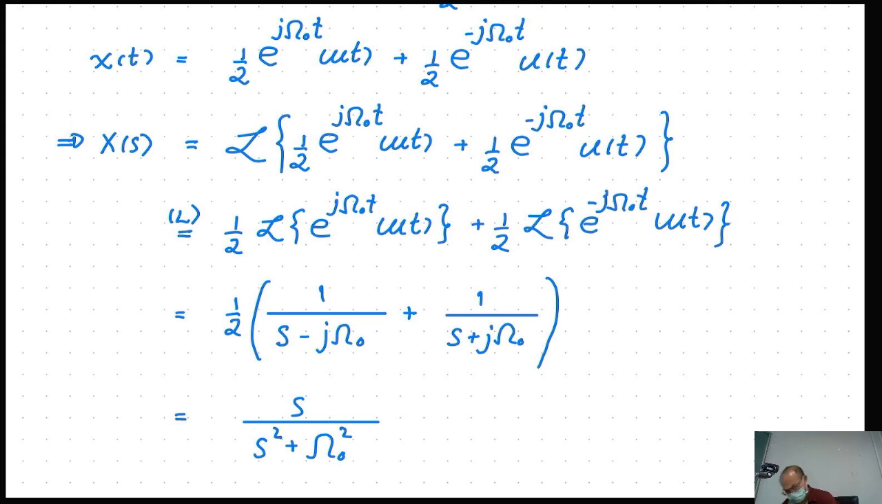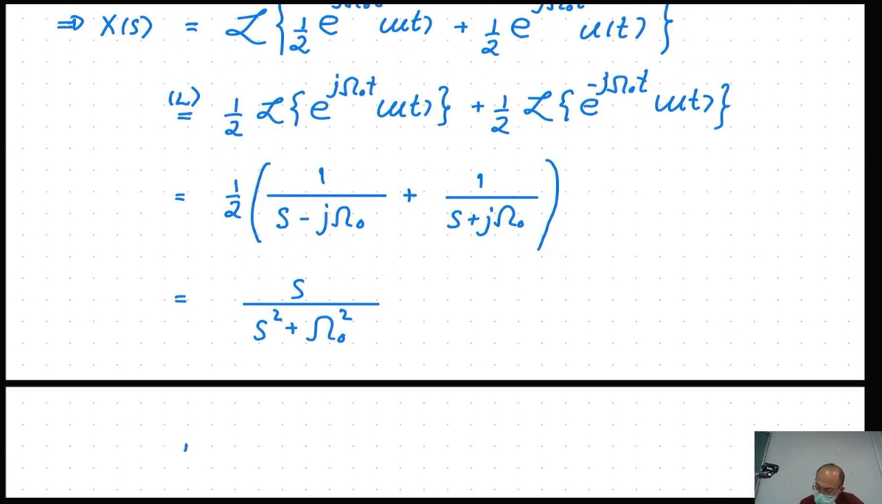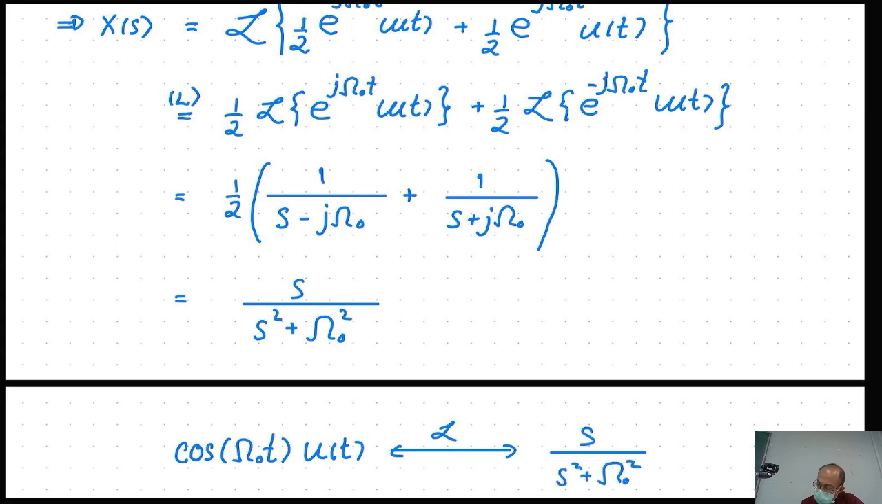Now, going from this line to the last line requires some algebraic manipulation. I hope everybody could do that, so I'm going to leave it to you. So we have a conclusion from this example: the cosine of frequency omega 0 t u(t) has the Laplace transform pair of s over s squared plus the frequency squared.